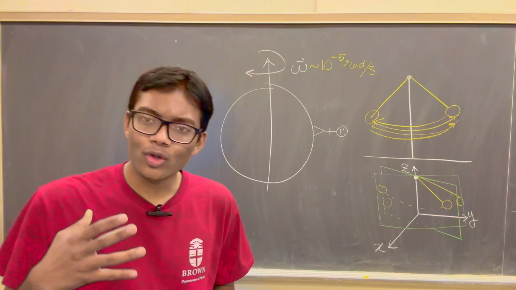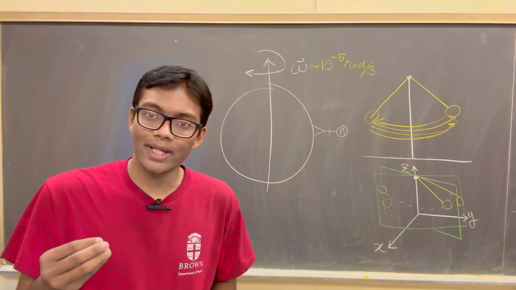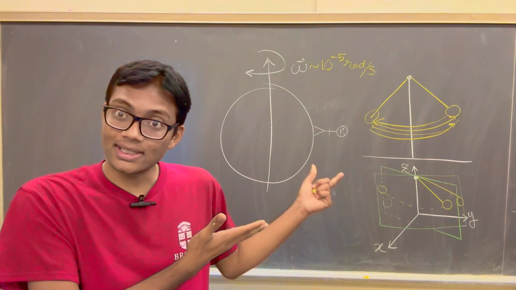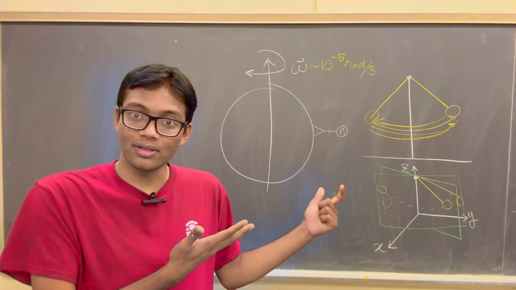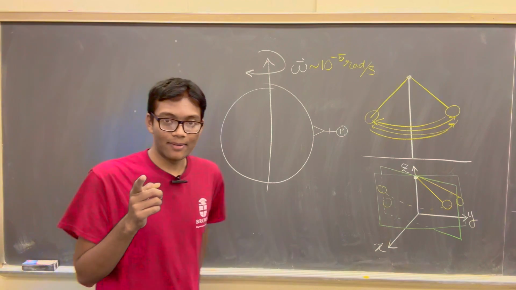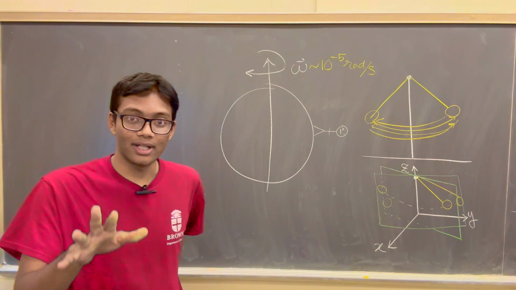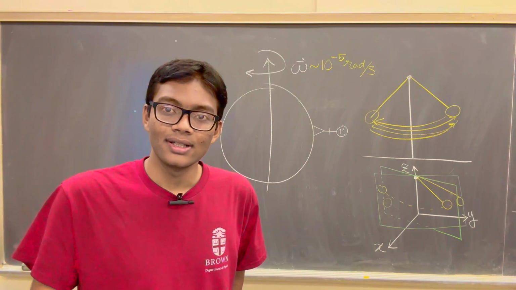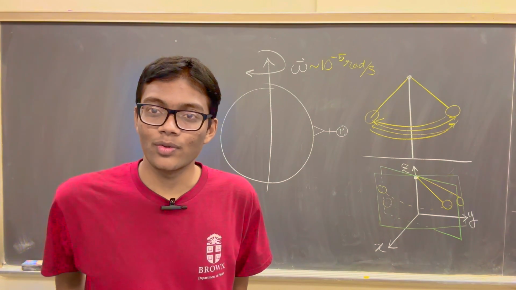Now that you have a more intuitive understanding of the Foucault pendulum and how it can detect the rotation of the Earth, let's calculate the period of a Foucault pendulum. Let's do it. The first step is to warn you: you've got to be pretty decent at math and physics to do this calculation. It's a long calculation. There's no way around it.